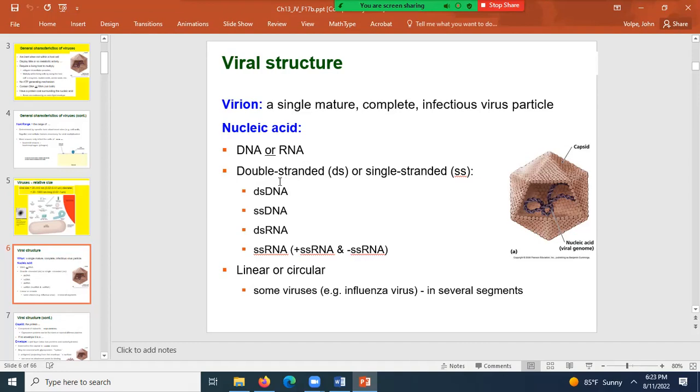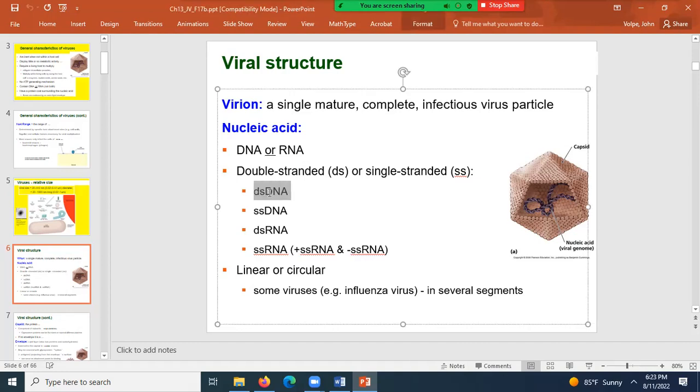Viruses have double-stranded DNA as their genome, which is normal. That's what our genomes are. But some viruses have single-stranded DNA, and that can be seen in cell DNA. Whenever the cell is replicating its DNA or transcribing the DNA, we have single-stranded DNA, at least at the site of replication or transcription.